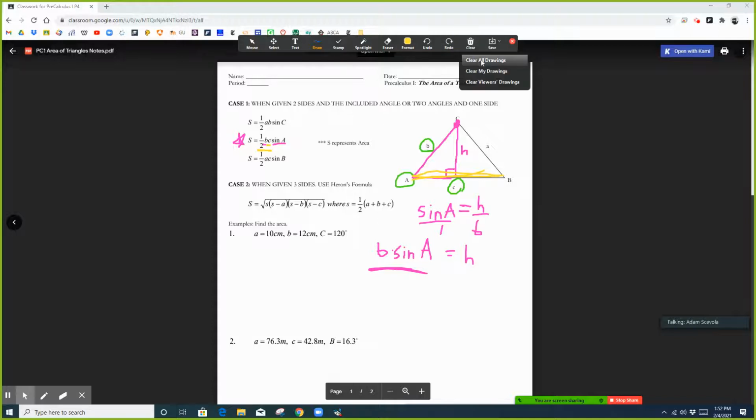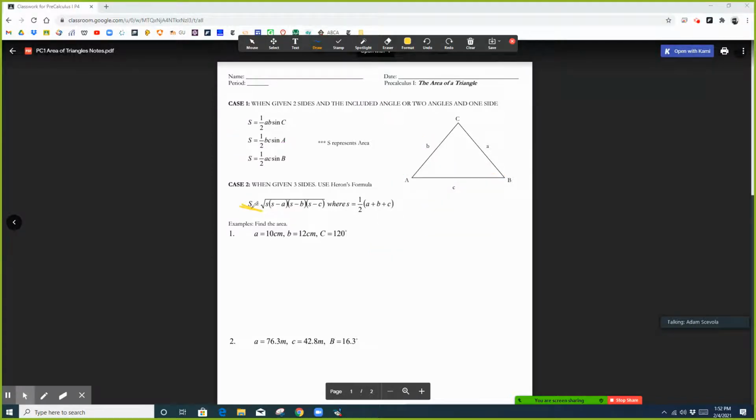So let's try it in example 1. And then we'll talk about Heron's formula when it comes up, because we're going to use that when we're given 3 sides. So we'll come back to that.